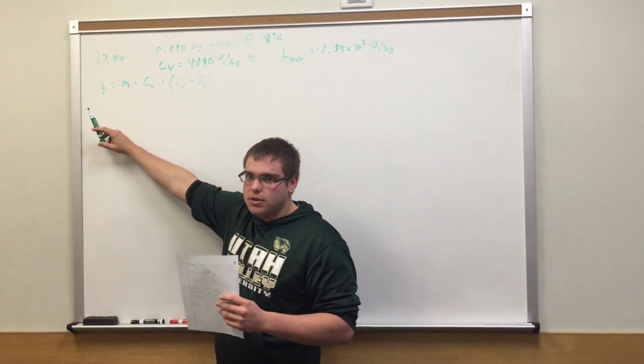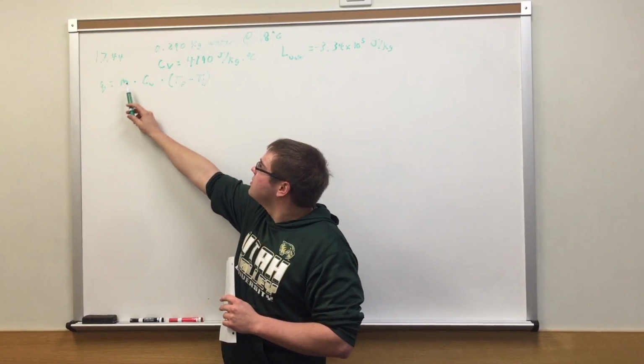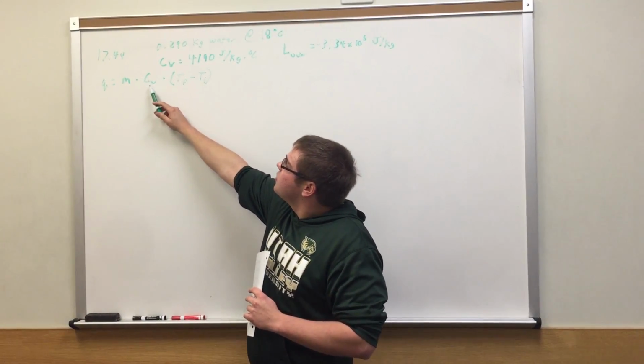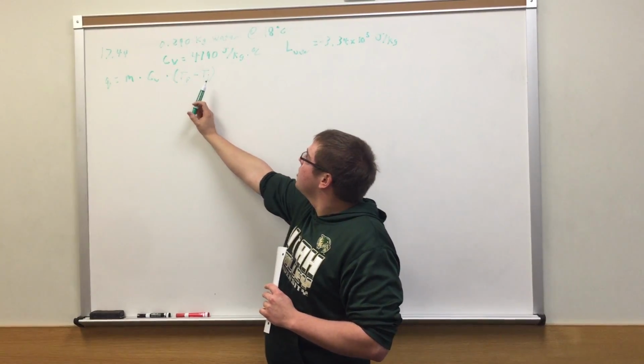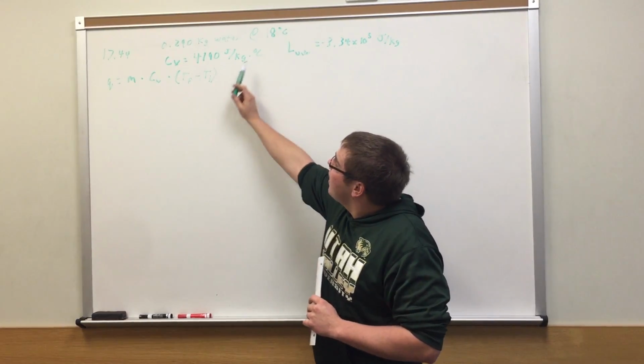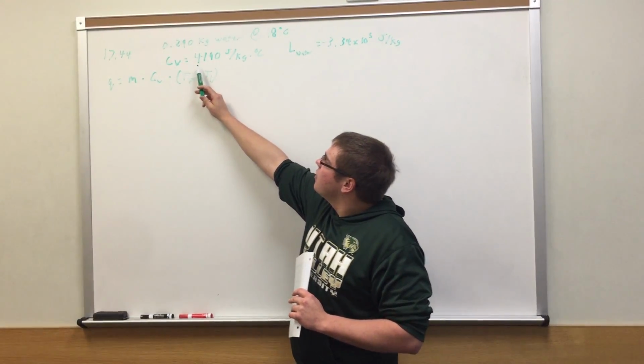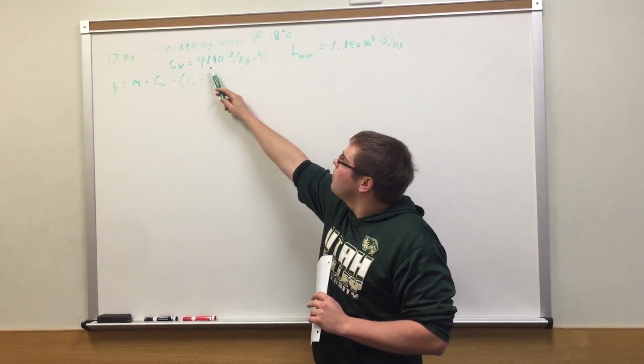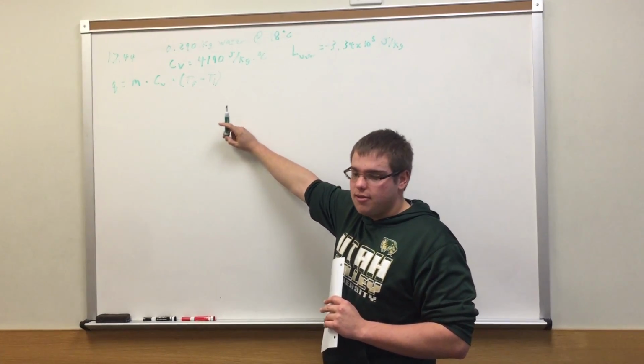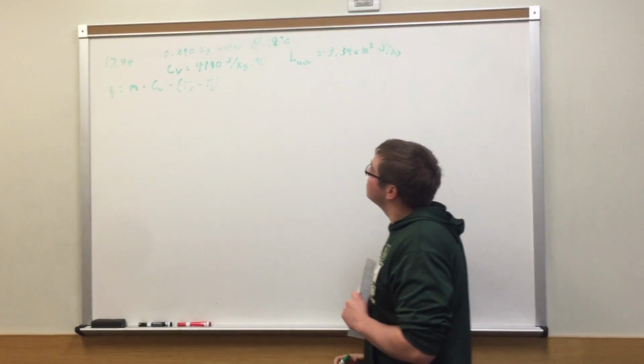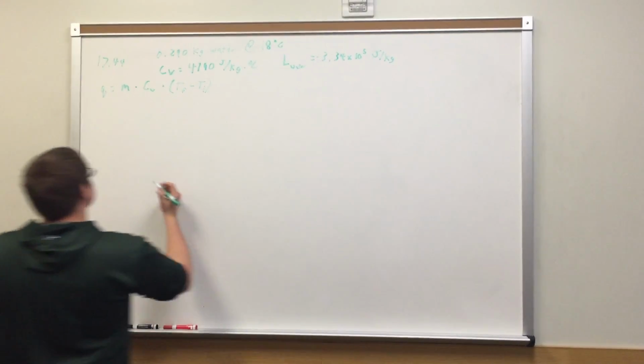We have Q, which is our heat, our energy, equals the mass of the water times the specific heat of the water times the change in temperature. Our specific heat of the water is this value: 4,190 joules per kilogram times degrees Celsius. So we're going to plug this in here.